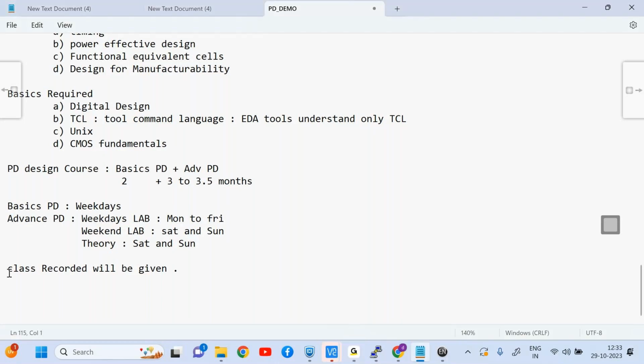Both are available. Classes will be online and offline both. If you're coming to the institute, that is fine. If you're attending online, that is also fine. We will send the meeting link, and you can join the meeting the same way we are joining now and take up the courses.